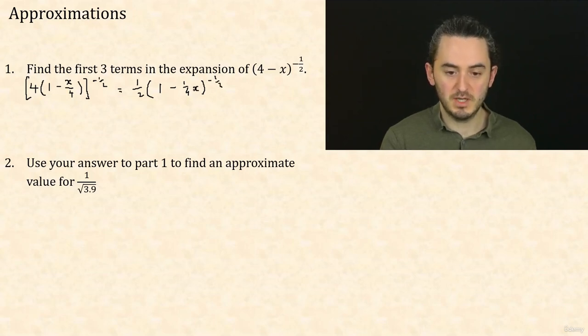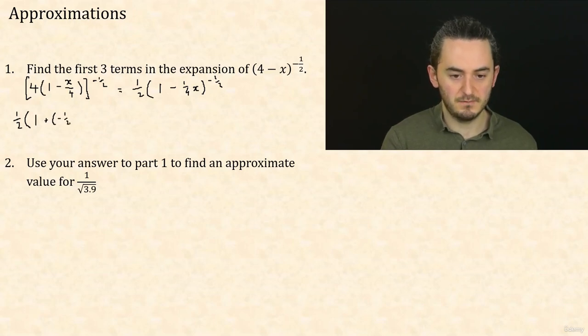So now I'm going to do my expansion on this. So I've got 1/2 times, and now I use my expansion, so that's 1 plus n a x, so that's plus minus a half times minus 1/4 x, plus n, which is minus a half, n minus 1, which is minus 3 over 2, over 2, multiplied by minus 1/4 x squared, plus dot, dot, dot.